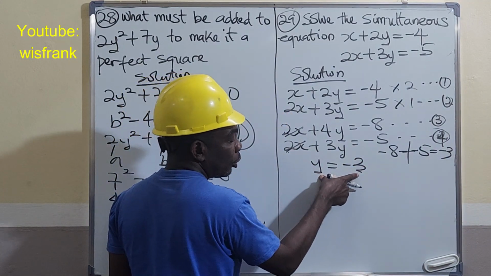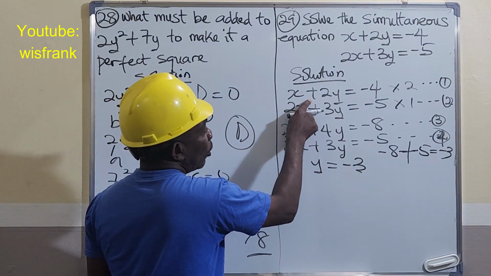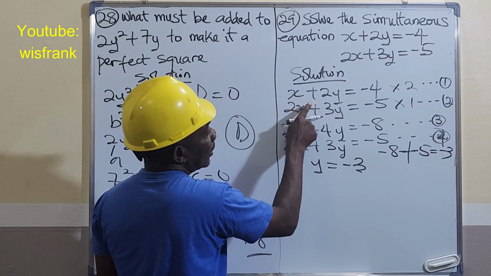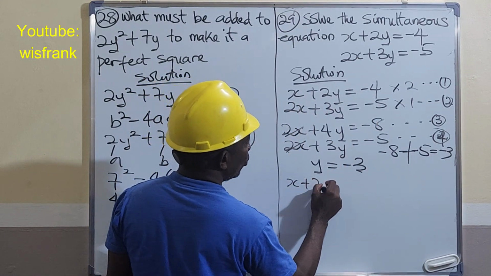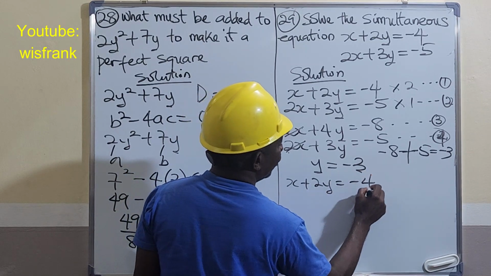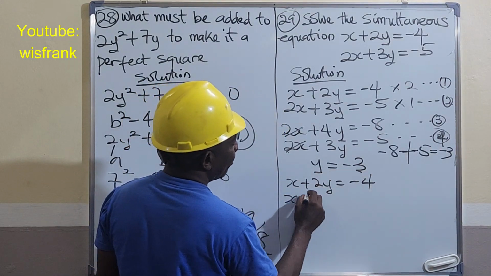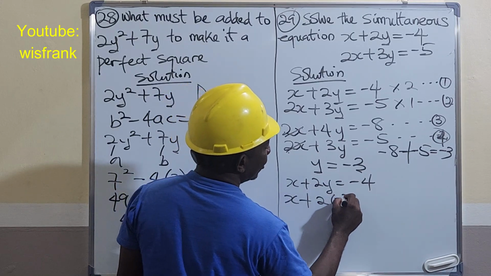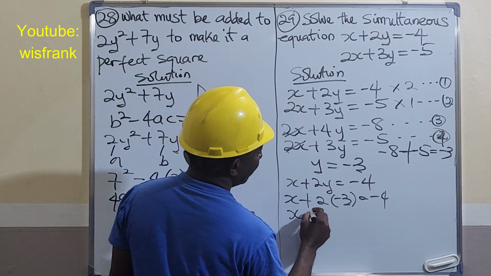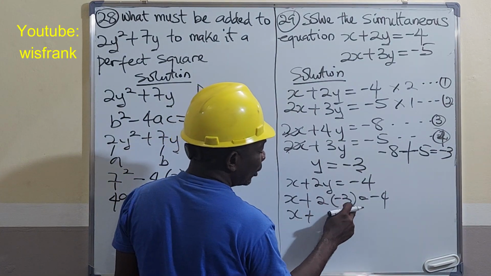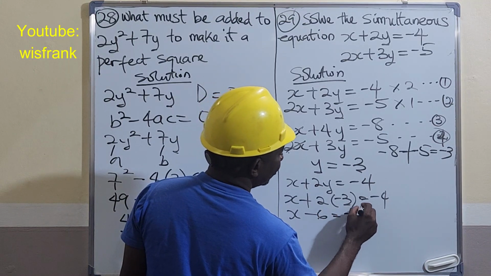So we are going to substitute the value of y back into our equation 1. In equation 1 we have x plus 2y equals minus 4. Here, we substitute the value of y. We have x plus 2 times minus 3 equals minus 4, which gives x minus 6 equals minus 4.